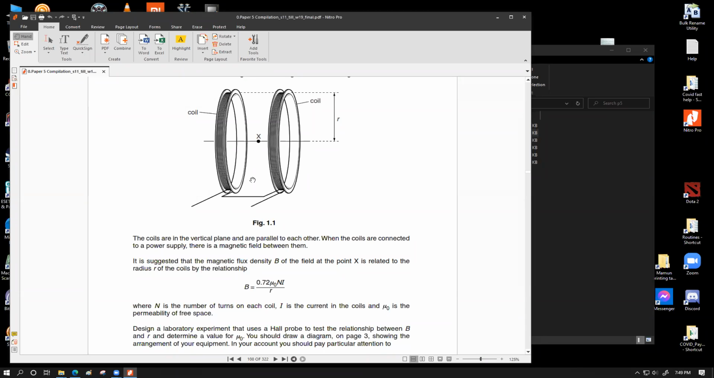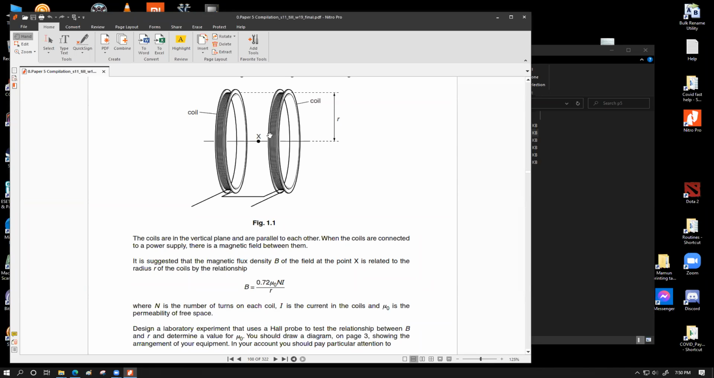Another thing is that we have to somehow make sure that these coils are perpendicular and vertical to each other. So we can take help of some stand and clamp mechanisms, and you can draw the apparatus setup of this thing over here.